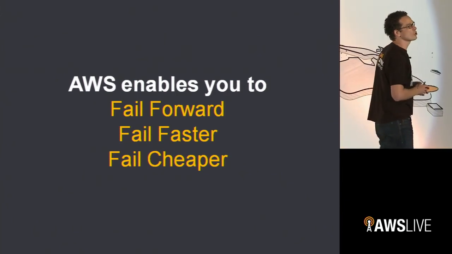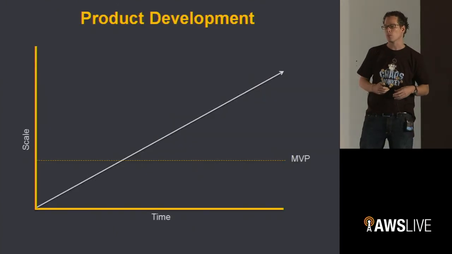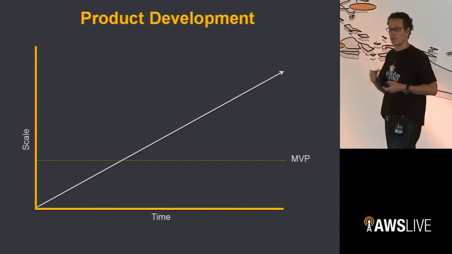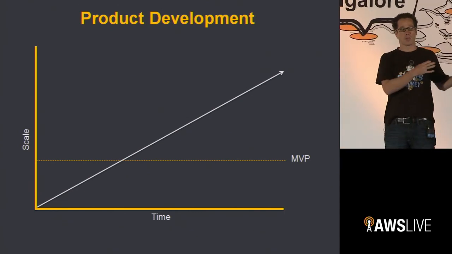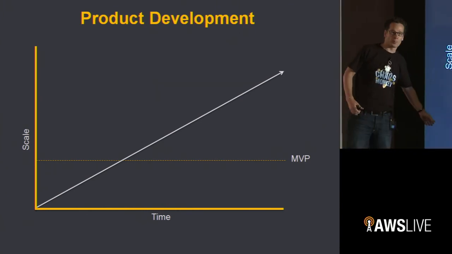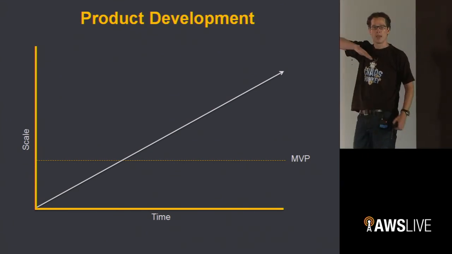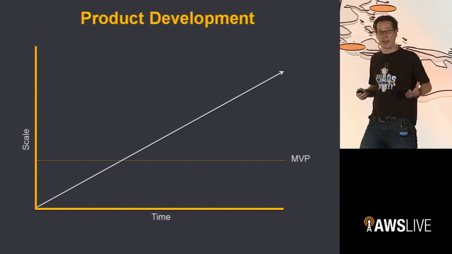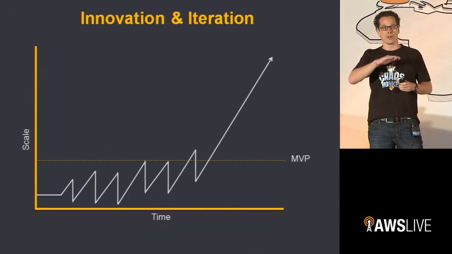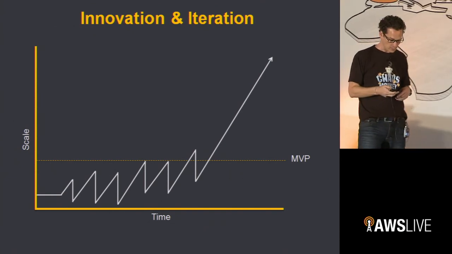And what AWS really tries to do is help you fail forward, as we say, or fail faster and fail cheaper. So I actually have a background in product development. 10 years ago, when I was in product development, everyone thought that this is what product development was about. Over time, you develop your product, and at some stage you hit this line where you launch it into the market, your minimum viable product or your prototype, and it scales like that. Again, that's not reality. That's not how it works. It works more like this. You do some test and development, you launch something, you fail, you try it again, you fail, you try it again, and you go on and on and on.